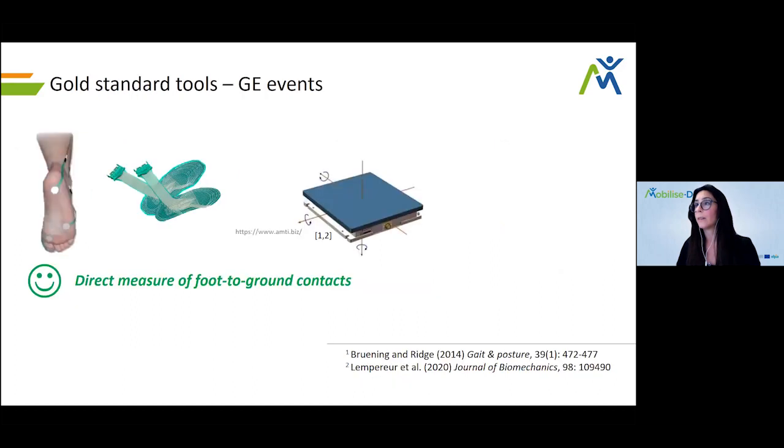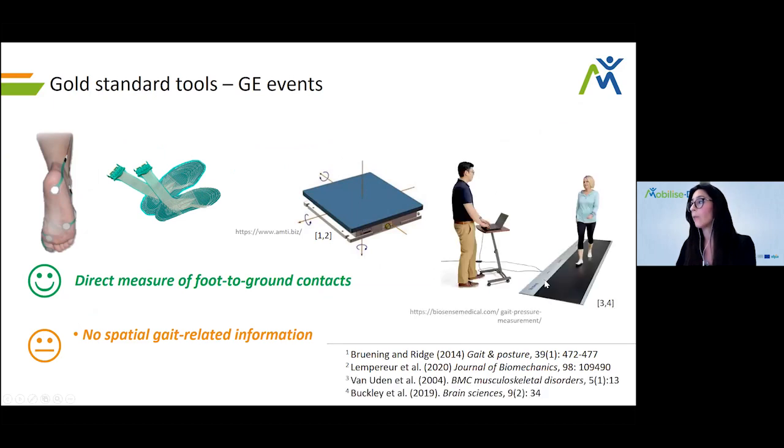We do have other technology that can be considered a gold standard for this aim, which can be, for example, the foot switches, pressure insoles, or force platform. But the main limitation of this technology is that when those are used as a standalone, they do not provide us with spatial information. This issue, let's say, is overcome when we are going to use a pressure mat.